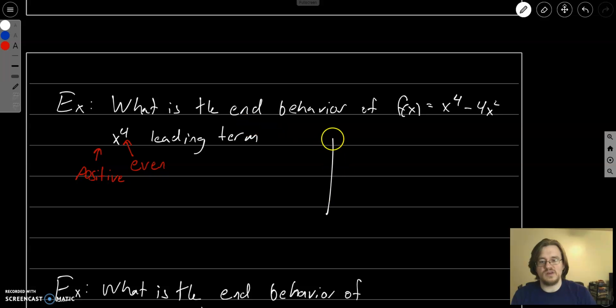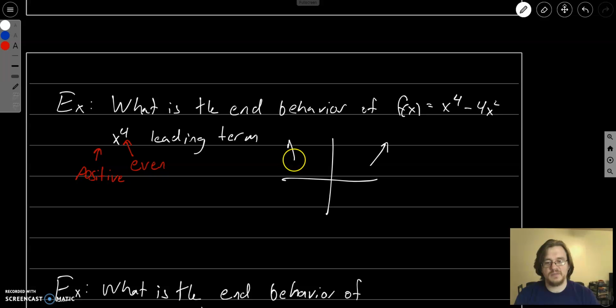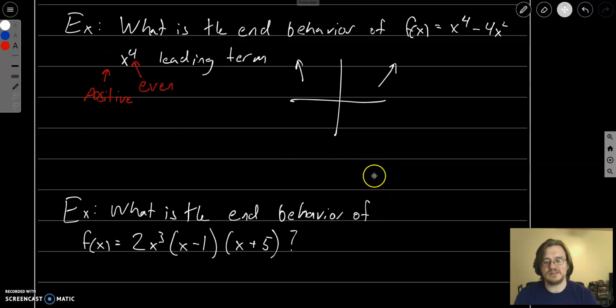So when we make this graph, maybe we don't know exactly what happens in the middle, but we know that since this is even, we're going to be going in the same direction to the far left and far right, and because it's positive, we're going to be pointing up. So who knows what's going on in between, but we know that it's going up in both directions. So this is essentially what the end behavior looks like.